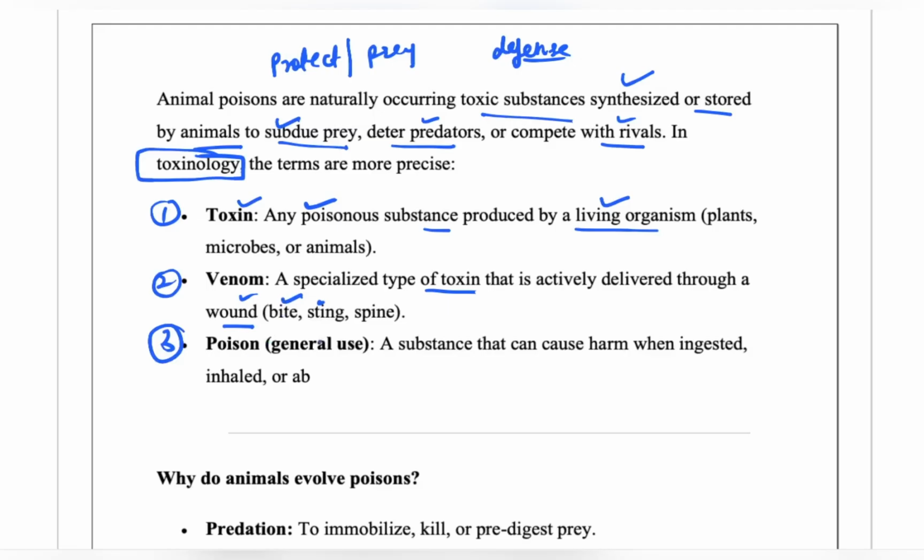Now what is poison? So poison is a very general term. It is a substance that can cause harm when ingested, inhaled, or absorbed. So if you ingest poison, you can have some kind of harm. The harm will depend on the strength of the poison and how it affects the body, right?